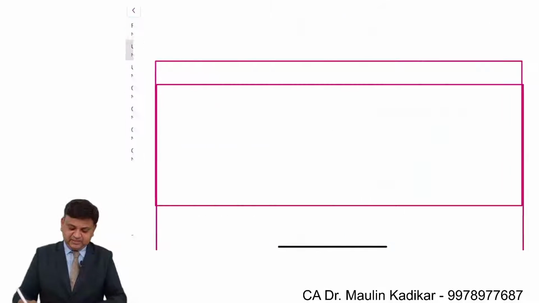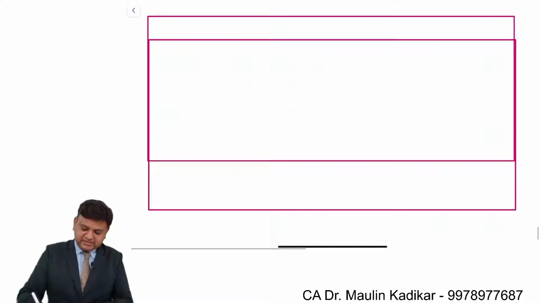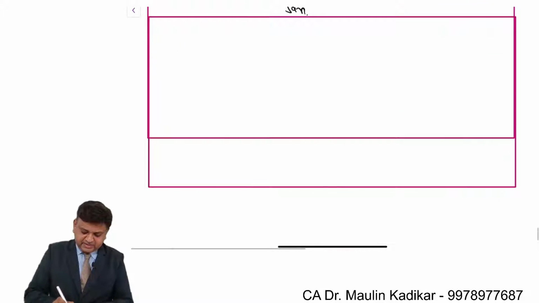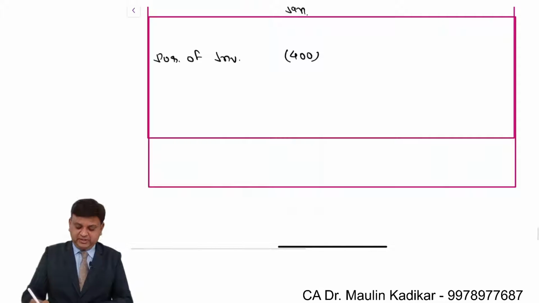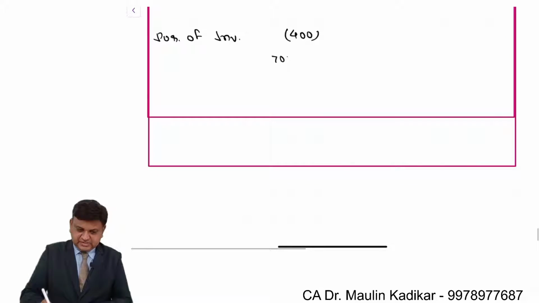Do not write anything, let me explain you. We understand that in the month of January, there is purchase of investment. An amount of 400. How is this 400 calculated? It is 700 minus 300. That is what we understand.